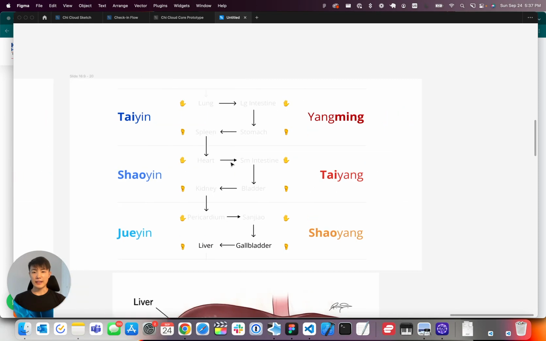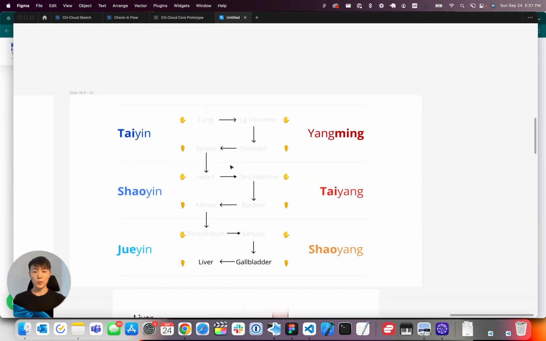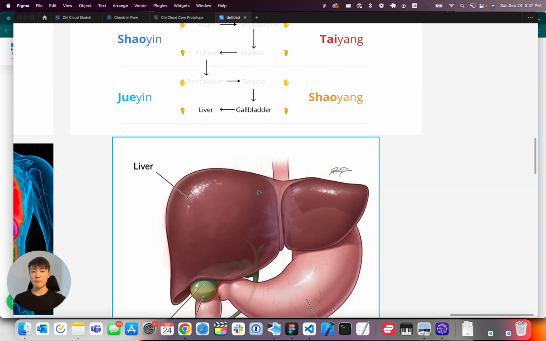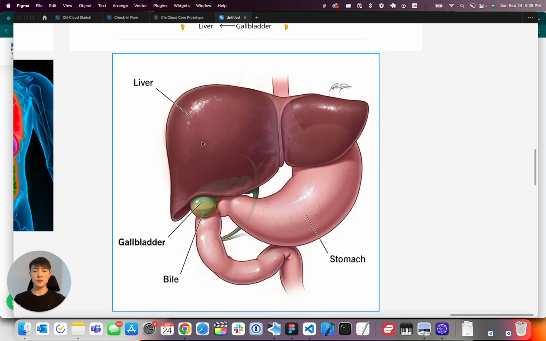The final and last pair is the liver and gallbladder. So again, it goes hand in hand with Western physiology. The liver produces bile, and that's stored in the gallbladder. And they're right next to each other physically as well. And so that's an easy pair to remember, the liver and the gallbladder.